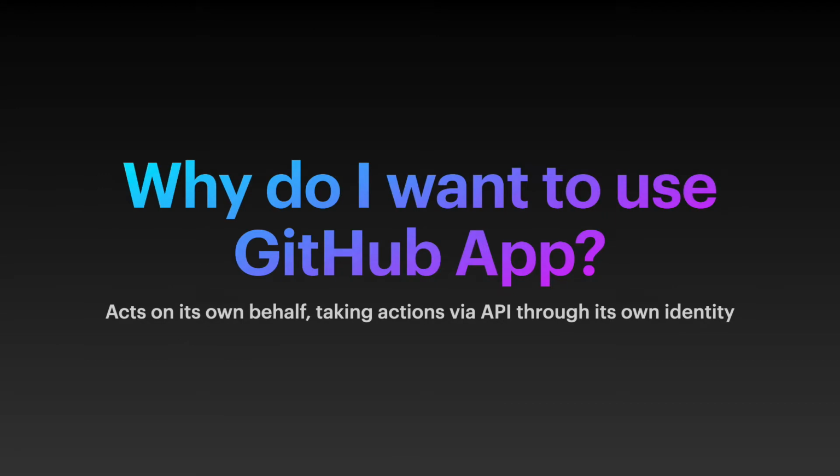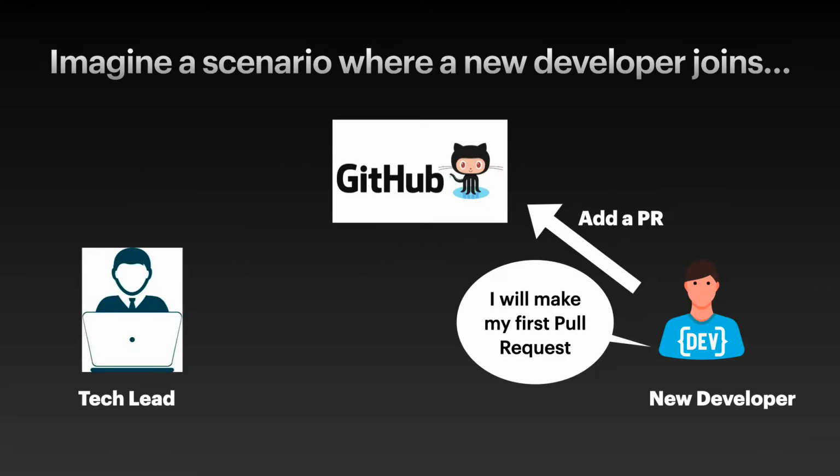Why do I want to use a GitHub app? A GitHub app acts on its own behalf, taking actions via the API directly using its own identity, which means you don't need to maintain a bot or a service account as a separate user. That's even more confusing. Let's imagine the following scenario.